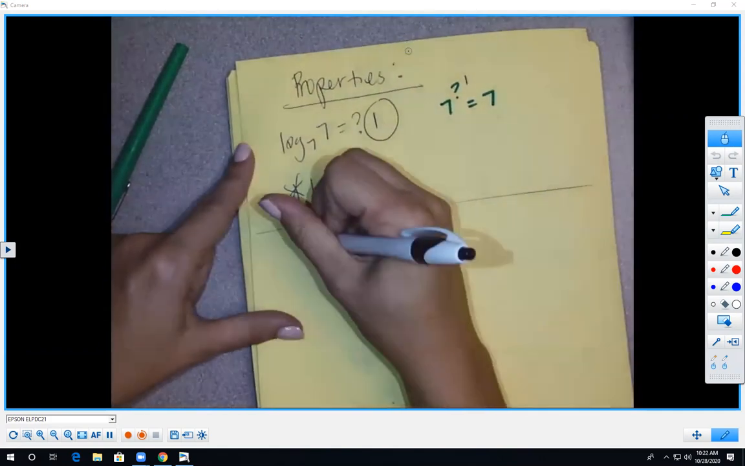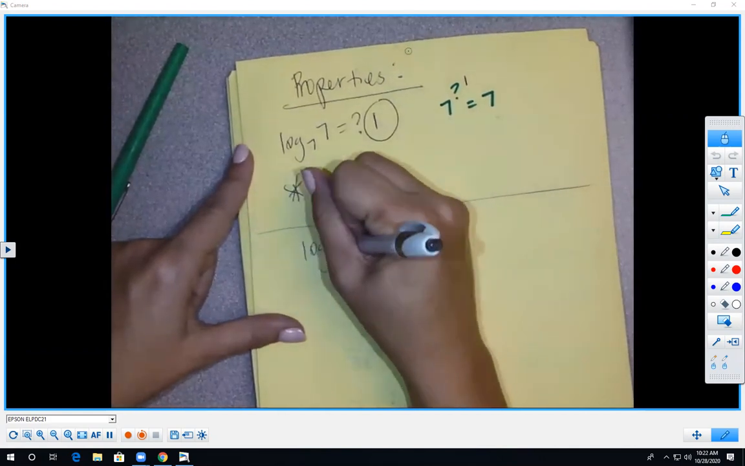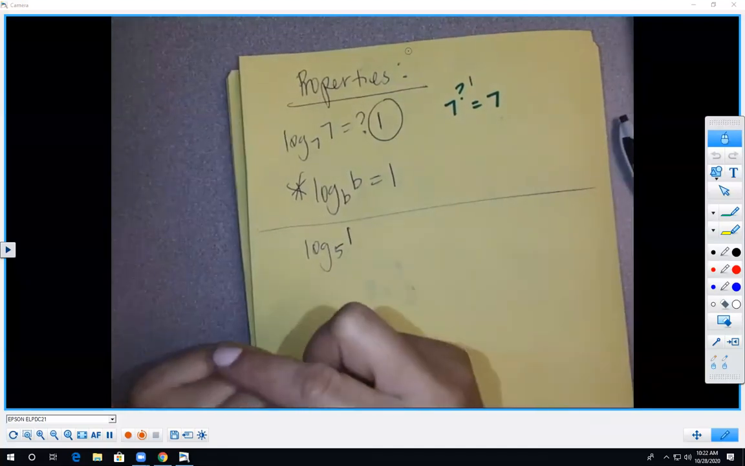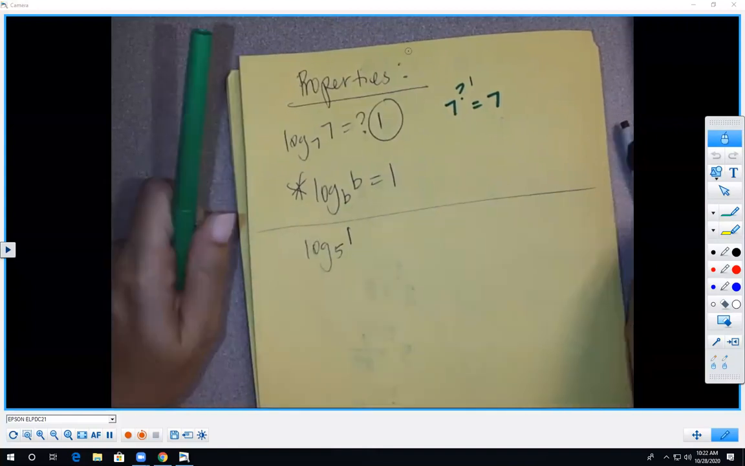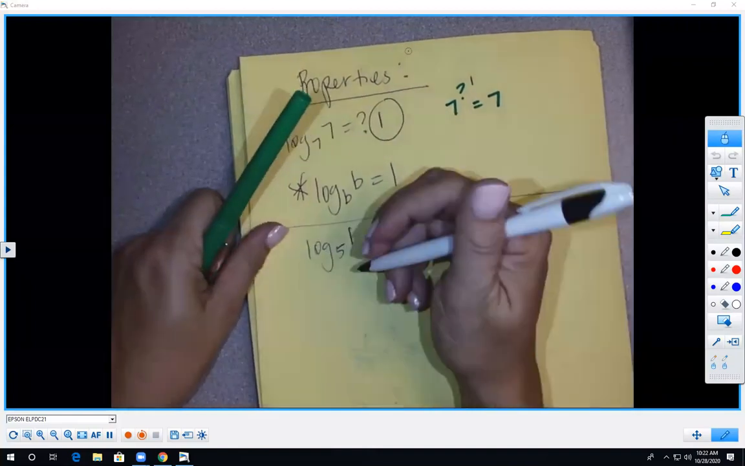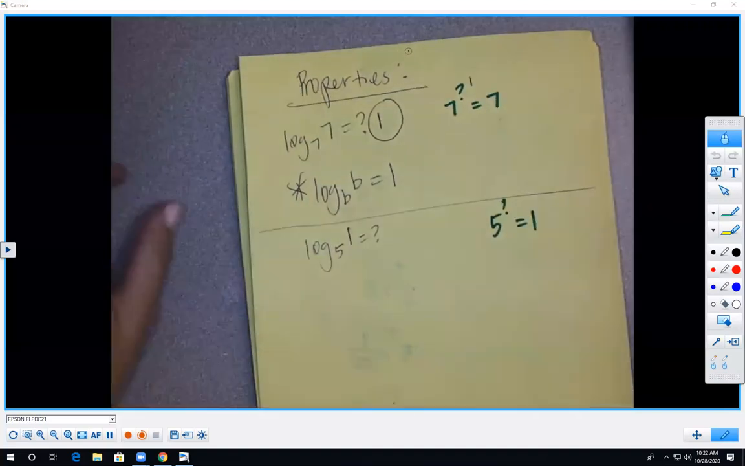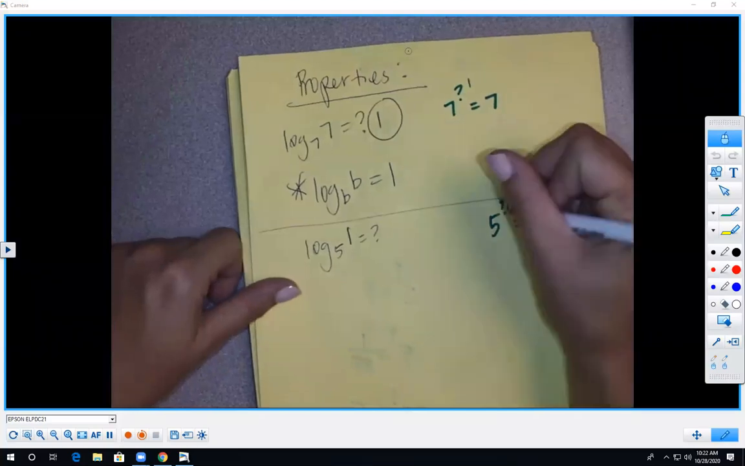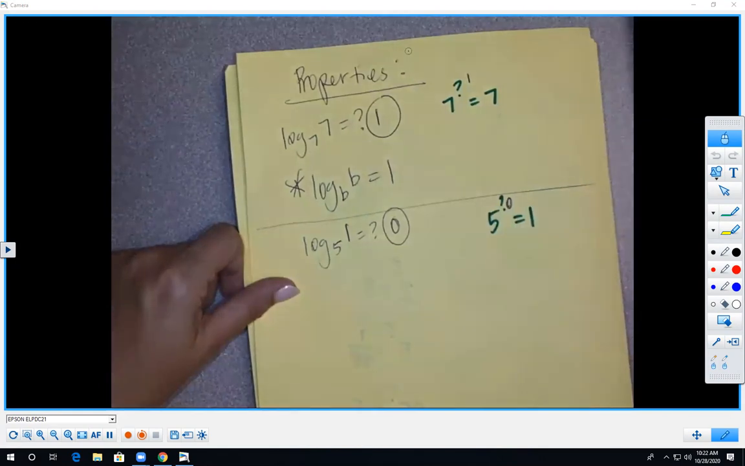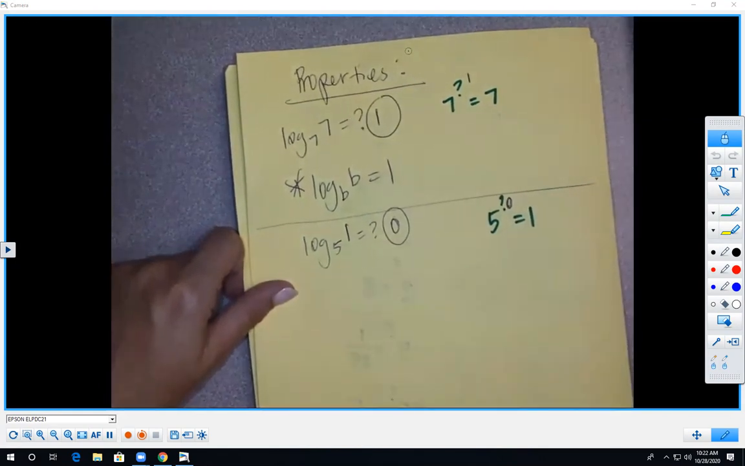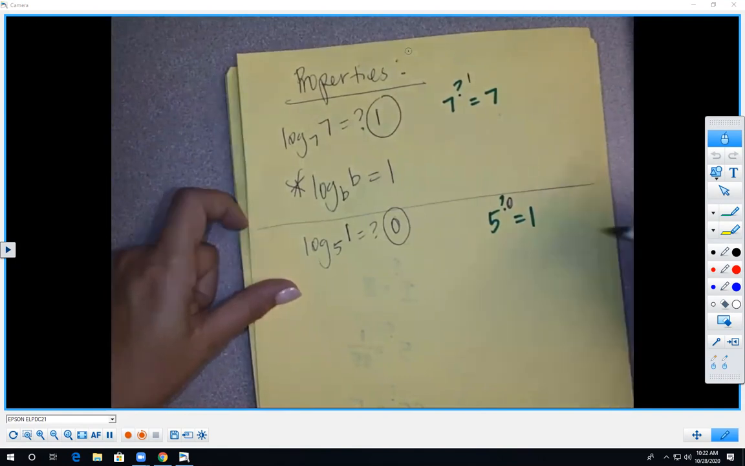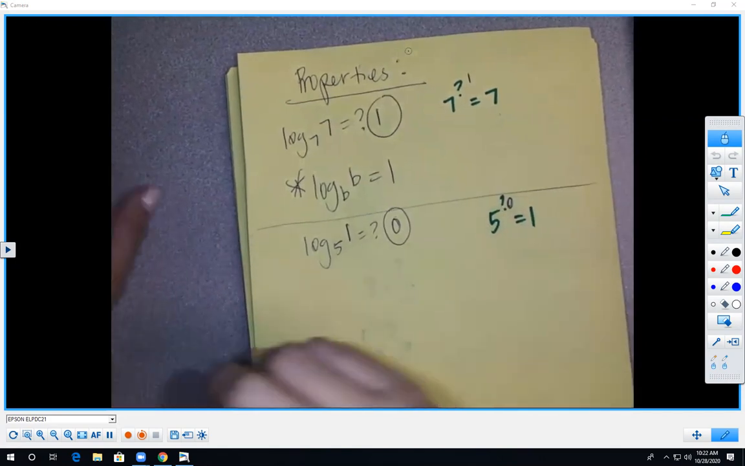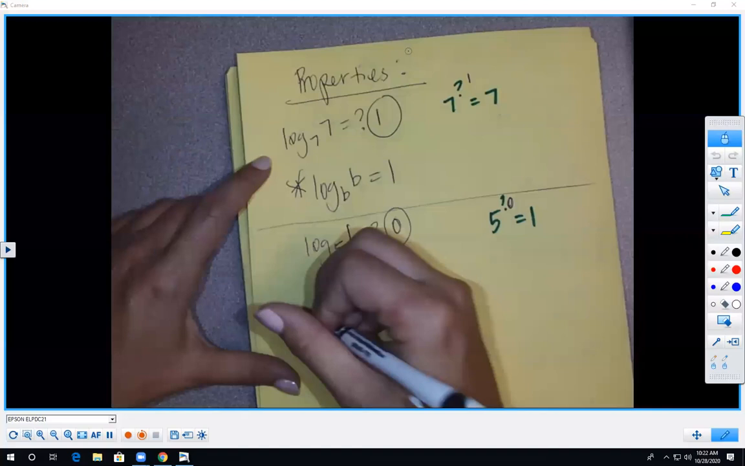There's another property, and the example is if I had log base 5 of 1. If I switch forms, this says 5 to what power equals 1? 5 to the 0 power equals 1, right? So the answer for this is 0. The property says log base anything of 1 would always be 0, because anytime I raise anything to the 0 power, it always equals 1. So the property says log base b of 1 is always 0, no matter what.